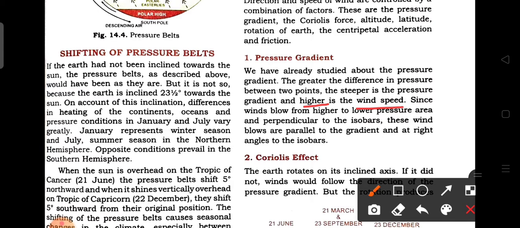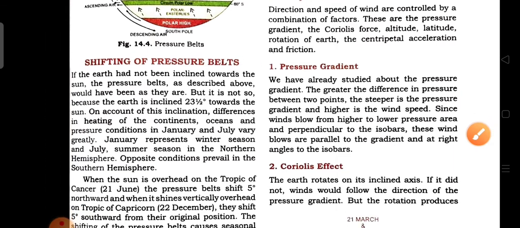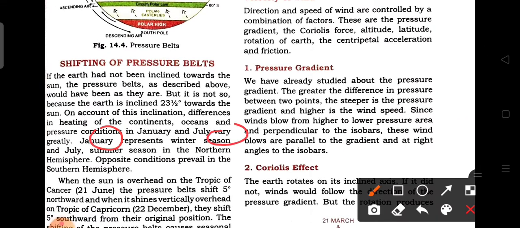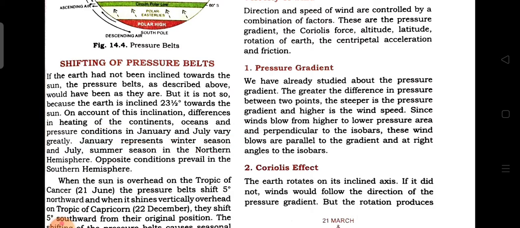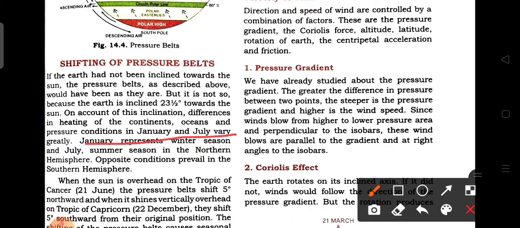The wind blows from higher to lower pressure area and perpendicular to the isobar. If this is the isobar, the wind blows perpendicular to the isobar, parallel to the pressure gradient. If the pressure gradient is in this way, then the wind also blows parallel to this pressure gradient and at a right angle to the isobar.